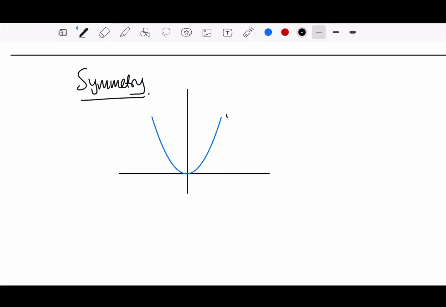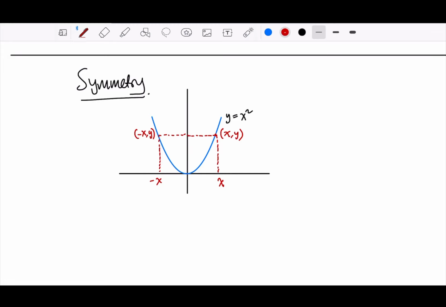Okay, let's say this is y equals x squared. Suppose that we have some x here, and it will have a coordinate at the curve with some y, just take some random. But this is going to be the same the other way around, on the other side of the y-axis. We have negative x, which also gives the same result y.